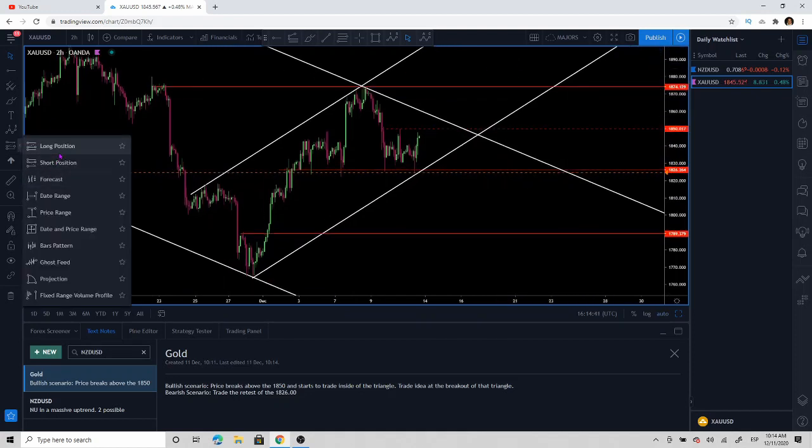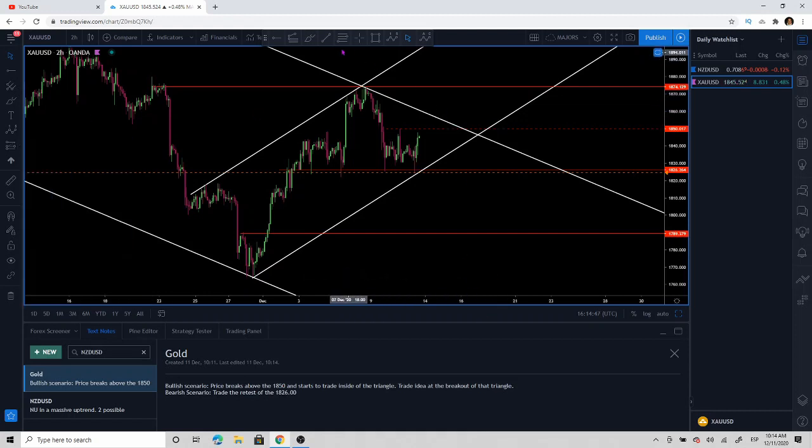Let's calculate the R's. Always have your R's in. Well, we can calculate the R's here. Because we don't have, I mean, we could put on a short position, we could put the stop losses right here. But that's too wide.